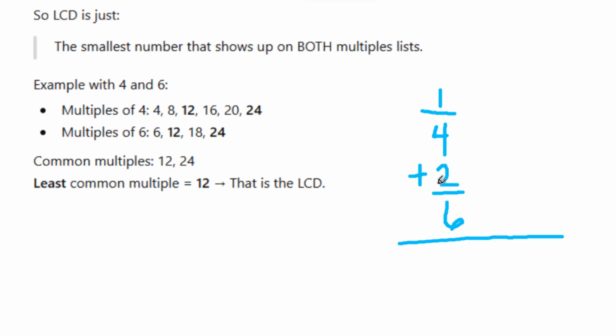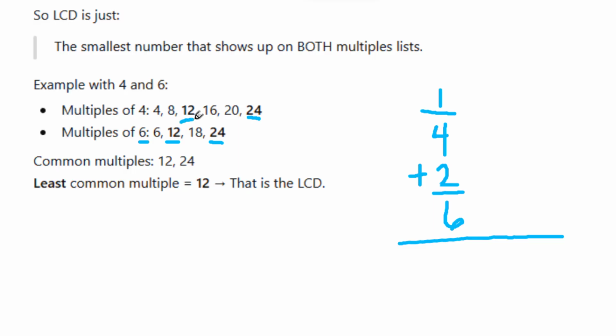So we have the multiples of 4 written out. I told you, you just count by 4s: 4, 8, 12, 16, 20, 24. You should have those memorized. Multiples of 6: 6, 12, 18, 24. Now notice, you usually don't have to write very many to find common multiples, okay? But they both have a 24 and they both have a 12.